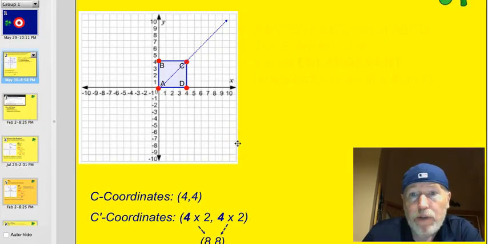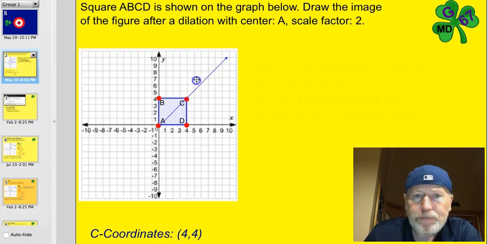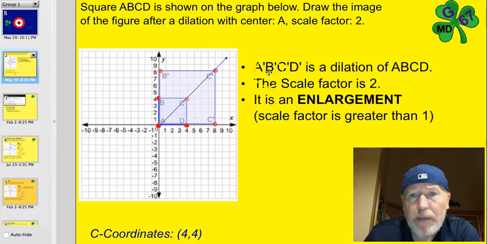To find those, you just take the coordinates for point C here, 4, 4, my original point, and multiply each side of that coordinate pair by the scale factor, and my new point is 8, 8. So now I can click that in, and there you can see my dilation. I have A prime, B prime, C prime, D prime. That's a dilation of our original ABCD. The scale factor is 2, which is greater than 1, so it's an enlargement.